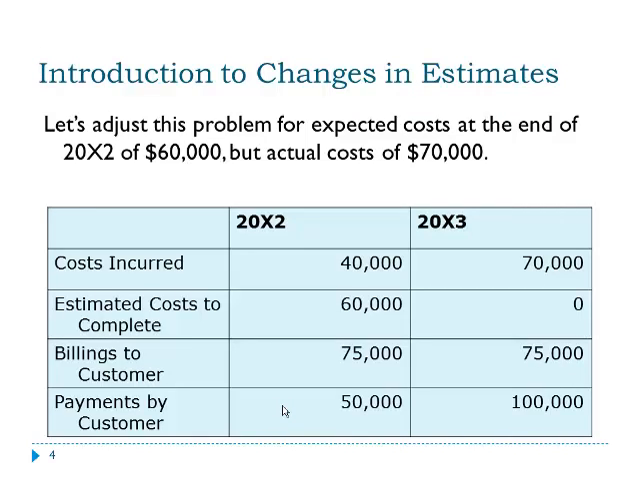Let's take a look at this problem, with expected costs at the end of 2002 of $60,000, but actual costs of $70,000. With that change, there's going to be a decrease to what we expect to have as gross margin between 2002 and 2003.